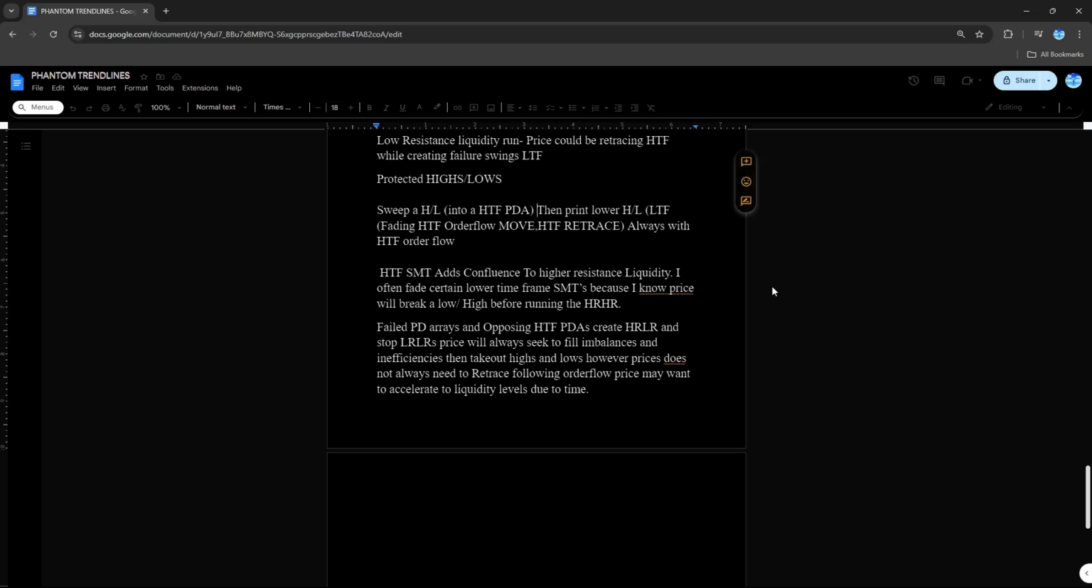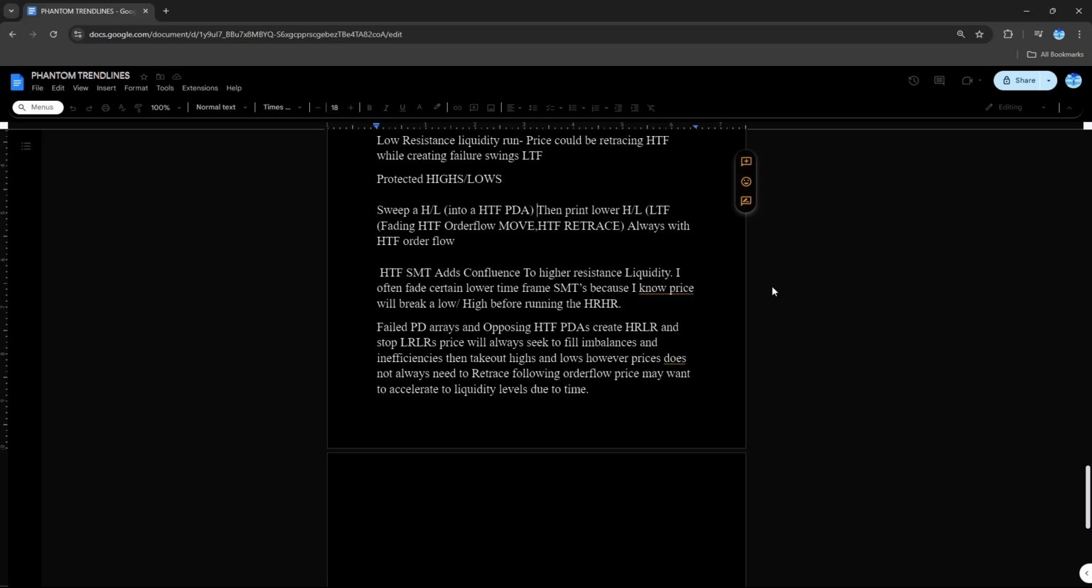You need to understand order probing and failed PD arrays, and opposing high time frame PD arrays. They create high resistance and low resistance liquidity runs, and stop low resistance liquidity runs. Low resistance liquidity runs will always seek to fill imbalances and inefficiencies and take out highs and lows, but price does not always need to retrace during these low resistance liquidity runs following order flow.